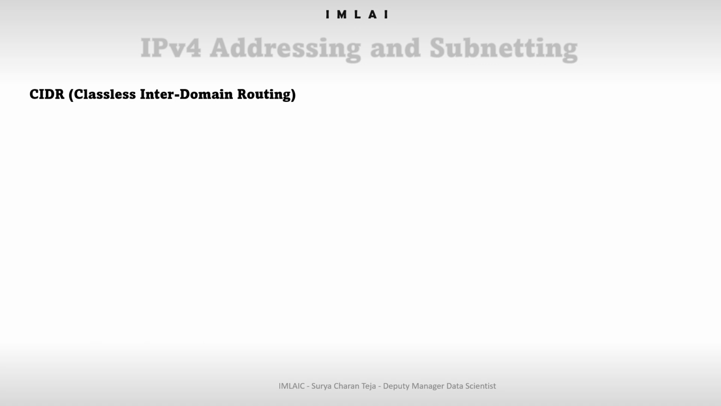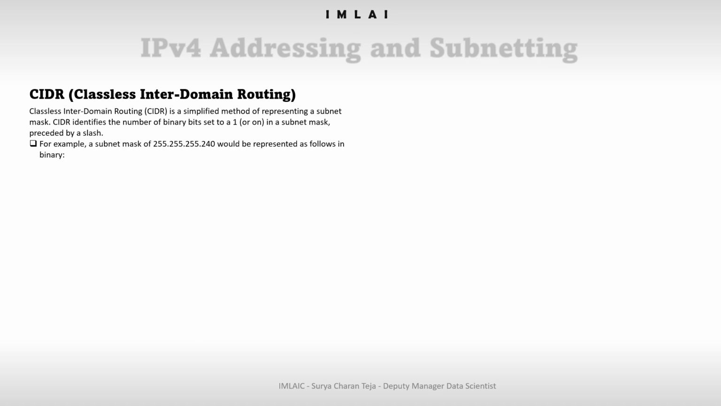What it does is, CIDR identifies the number of binary bits set to 1 in a subnet mask, preceded by a forward slash. That's it. First, let's look into one example, then we'll get more clarity. In this example, let's take the subnet mask 255.255.255.240. So this is our subnet mask.